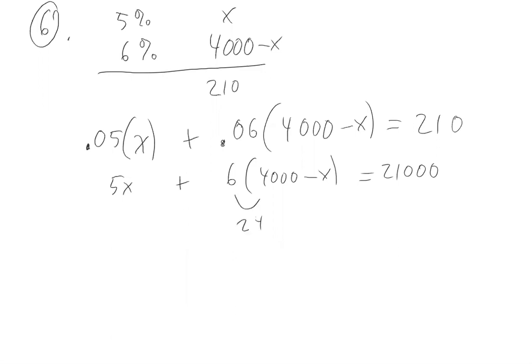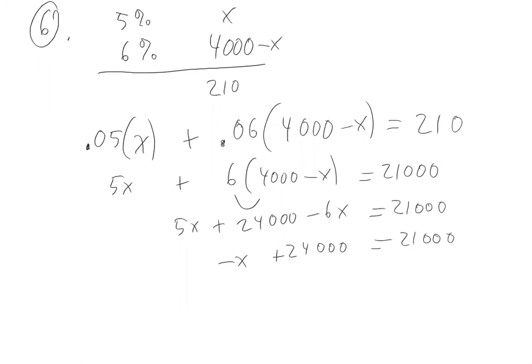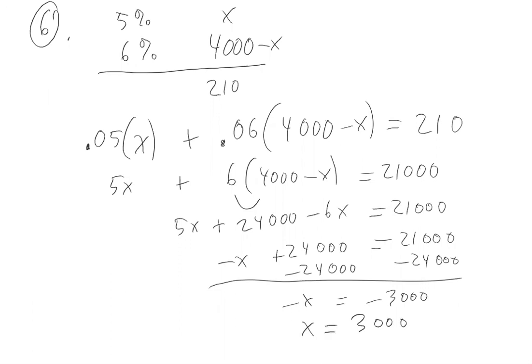So I'll get 24 with 3 zeros after it, minus 6x, and then 5x, and then equals 21,000. Then combine the 5x minus the 6x, which is negative x, plus 24,000 equals 21,000. Then subtract 24,000 from both sides. And then you're left with negative x equals negative 3,000. But of course, if negative x equals negative 3,000, then x really equals positive 3,000. So we know that x equals $3,000.